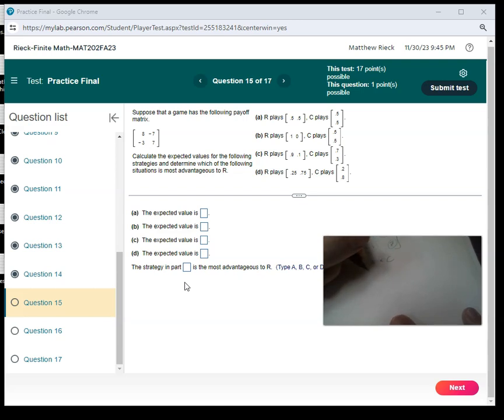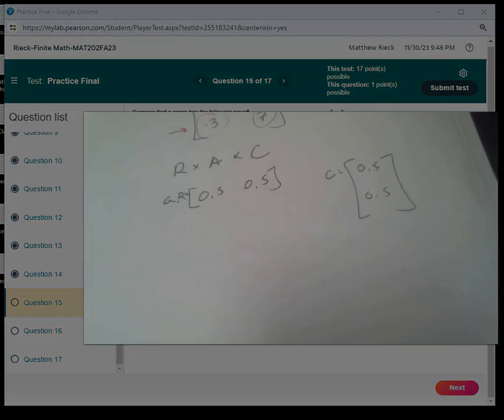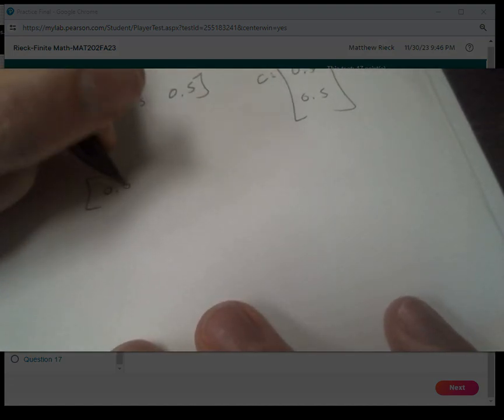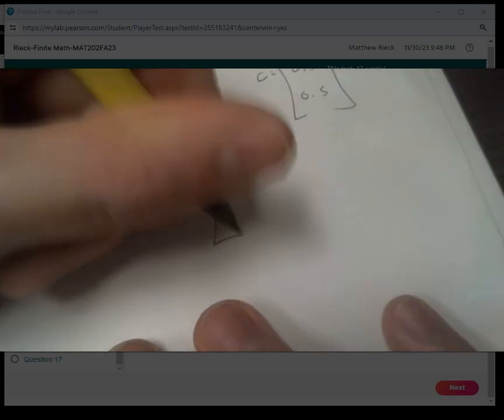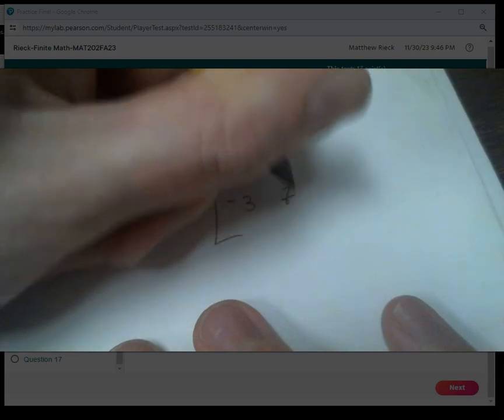Say each player picks their strategies 50% of the time. The row player picks row 1 50% and row 2 50%, and likewise the column player picks column 1 50% of the time and column 2 50% of the time, just flipping a coin each play. So we have 0.5, 0.5, then 8, negative 7, negative 3, 7.